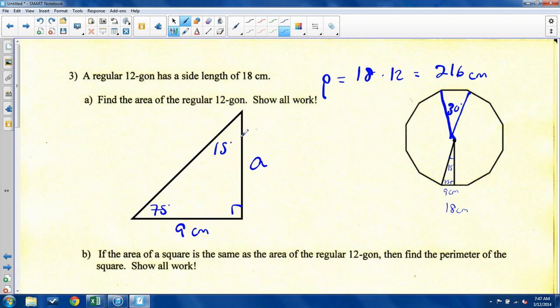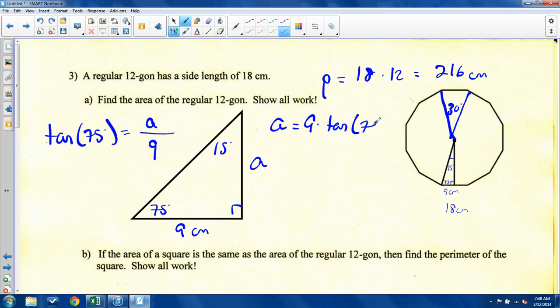The apothem here, we're going to have to use the tangent function. Let's take the tangent of 75. So tangent of 75 degrees is opposite over adjacent. So opposite of 75 is A over the adjacent, which is 9. I want my A and 9 to look the same. So A equals 9 times the tangent of 75 degrees. Tangent of 75, I'm going to leave that as is for now. Let's see what it is first. Yeah, I get about 33.59.